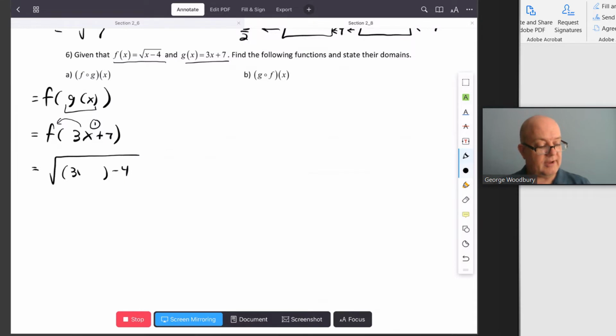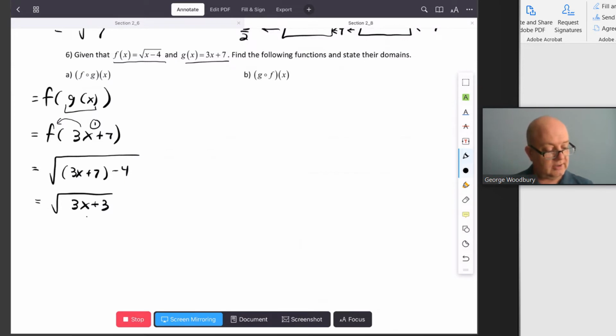Put 3x plus 7 in there. Simplify what's on the inside. It's the square root of 3x, 7 minus 4 is 3, so 3x plus 3. That's the function. I do have to check the domain here as well.